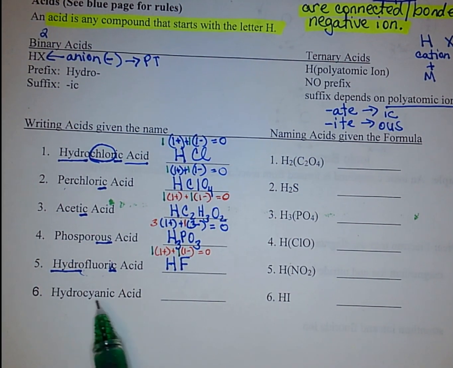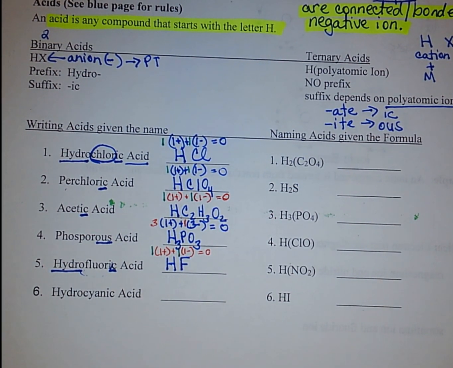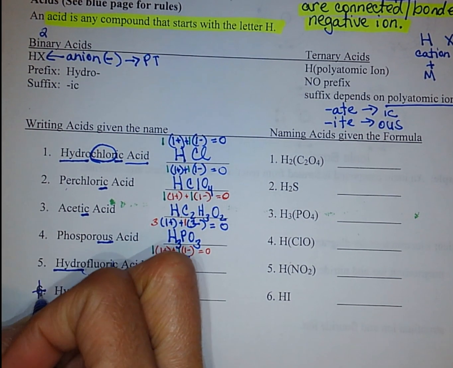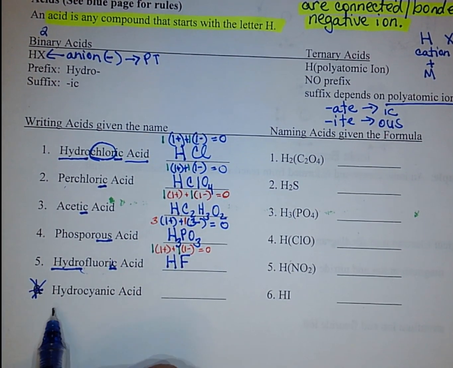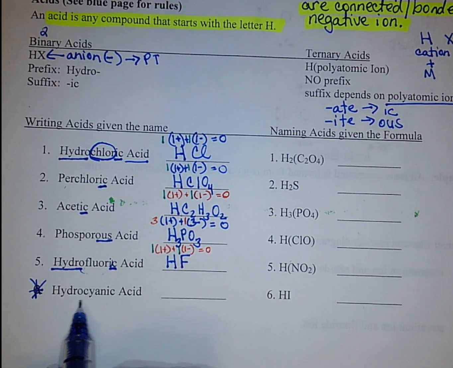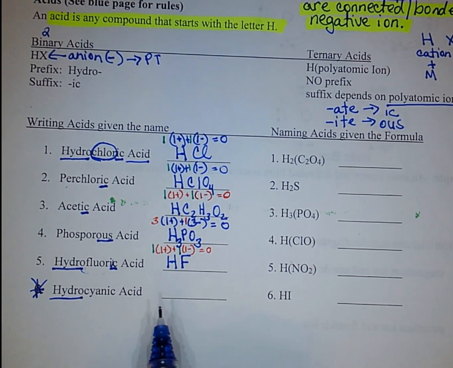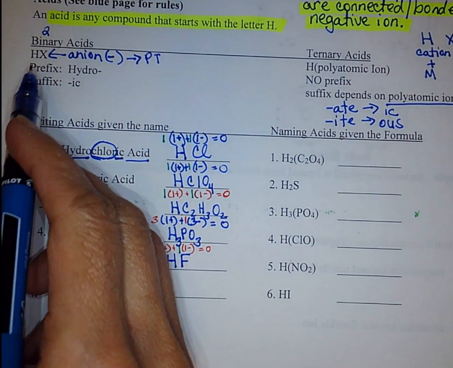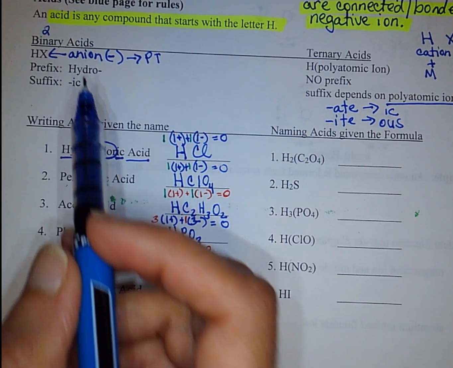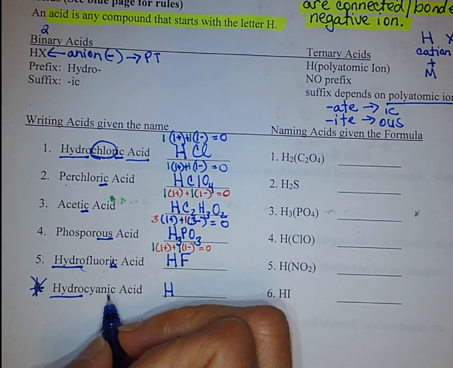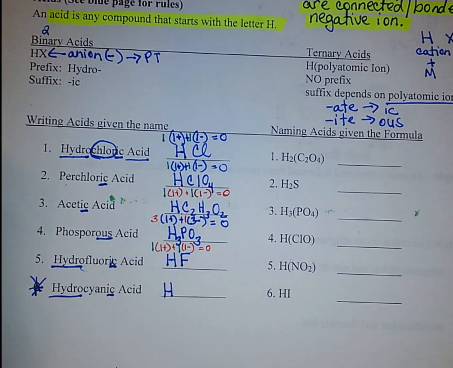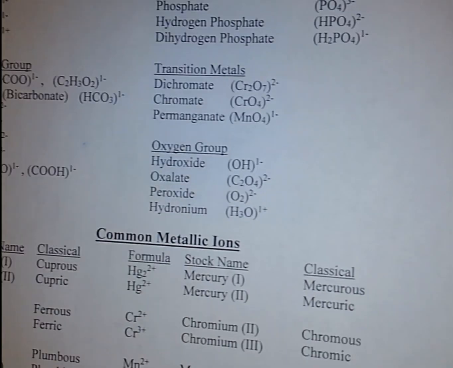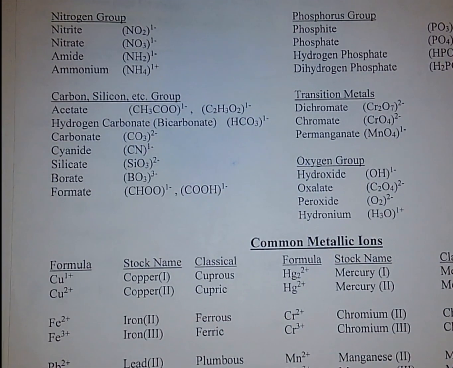Our last one is hydrocyanic acid. Now this is the exception to the rule, so put a star right next to it, because, and you'll find out in a second, that this is by all means a binary acid. So you've got hydro right here, and you've got the word acid, so we're going to write that H down, and hydro is right here. So it is binary, but it is cyanic. Okay. Well, that cyanic is actually a polyatomic ion, and it exists right here.